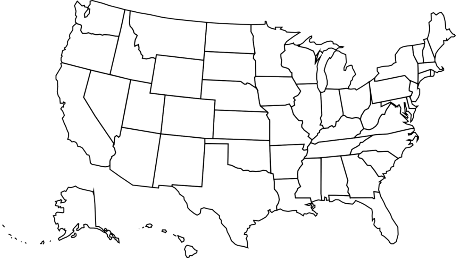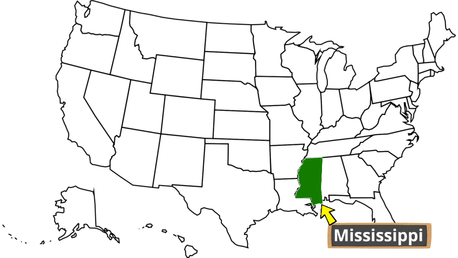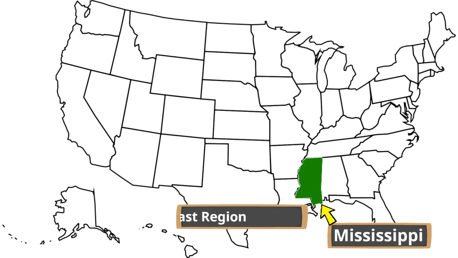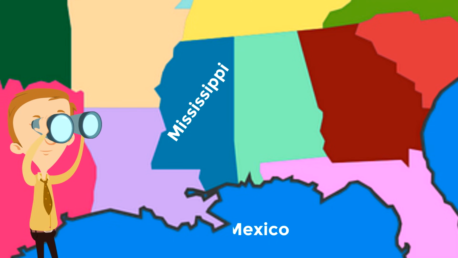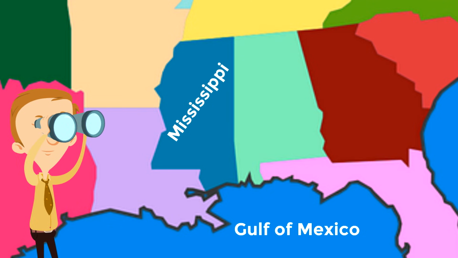Alright, here we have a map of the United States. Now, where on the map is Mississippi? Do you know already? Yeah, Mississippi is right down here on the United States map in a region called the Gulf Coast region. The reason Mississippi is in the Gulf Coast region is because it is bordered by the Gulf of Mexico, a large body of water to the south of Mississippi.